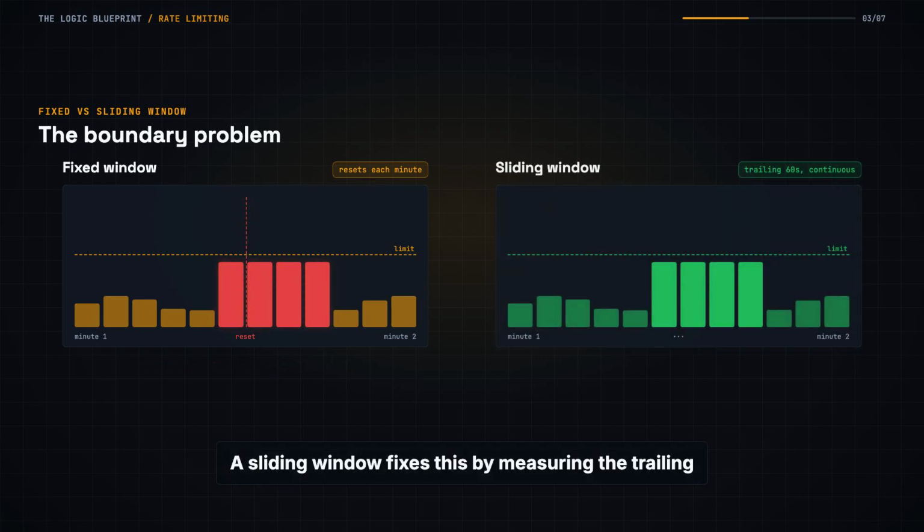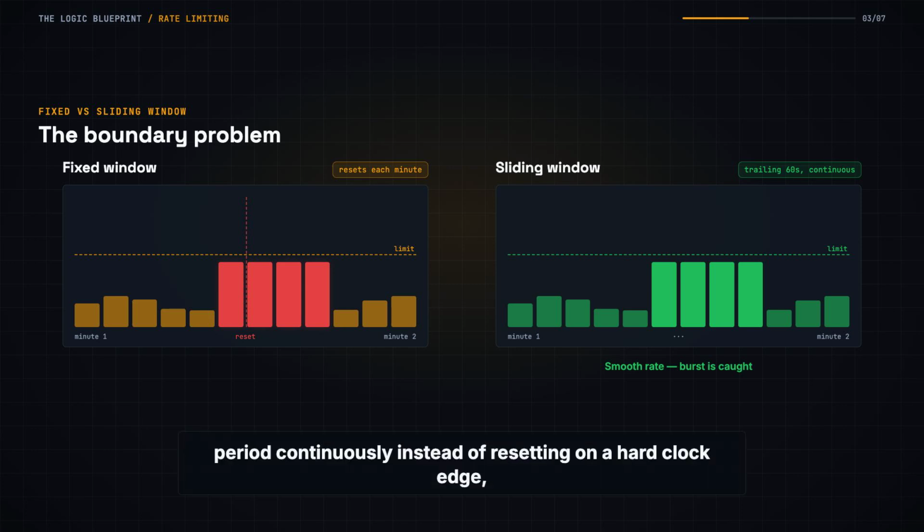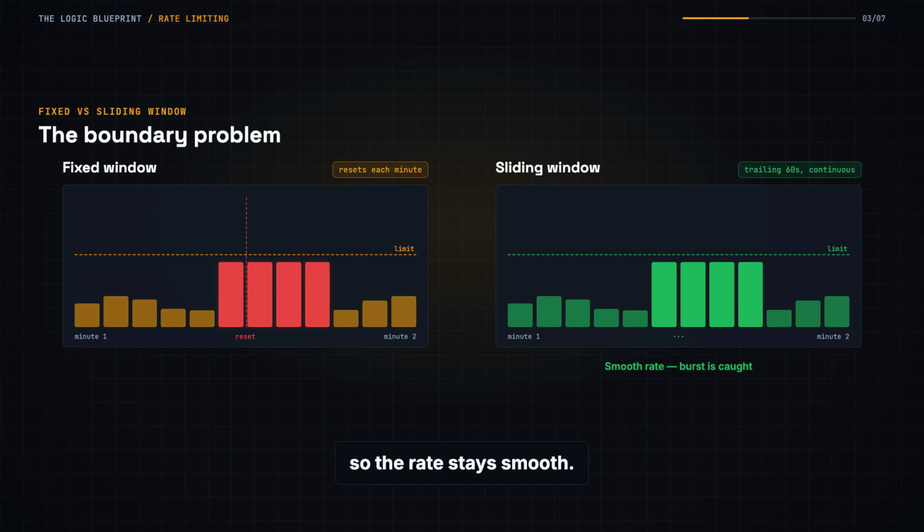A sliding window fixes this by measuring the trailing period continuously, instead of resetting on a hard clock edge, so the rate stays smooth across boundaries.